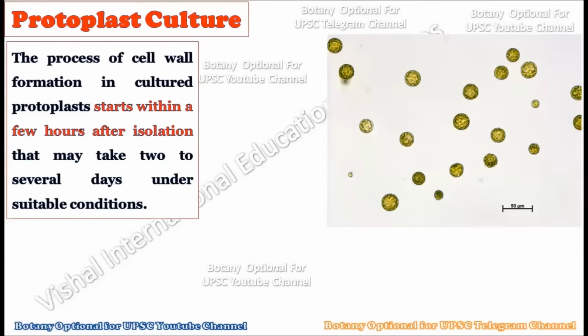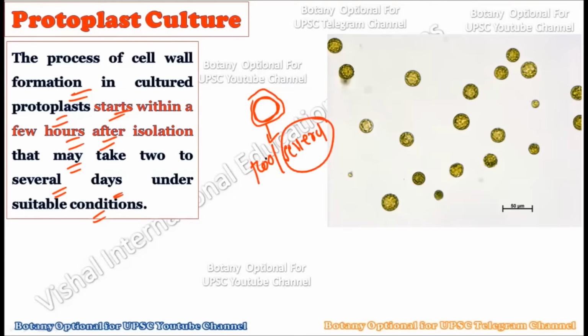Now see, the process of cell wall formation in cultured protoplasts starts a few hours after the isolation, and may take from 2 to several days under suitable conditions. Once you have planted the protoplast on the media, for example on liquid medium, within a few hours it will start to grow and create the cell wall around it. It can take 2 days to several days to have complete cell wall formation, and it will all depend on the suitable conditions you have provided, and how accurately you are performing this process.